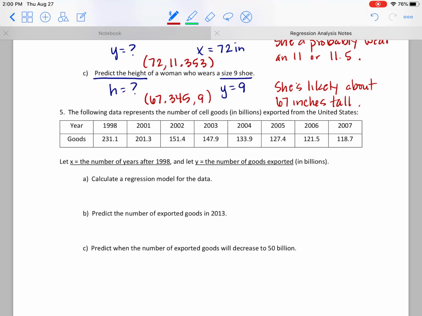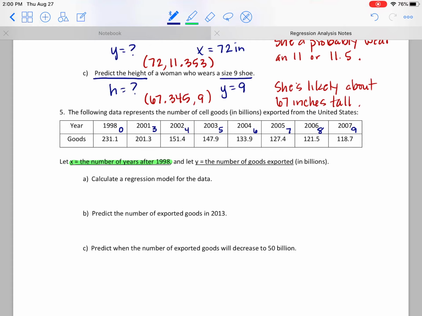The following data for this problem represents the number of goods in billions that are exported from the United States. Now, if you notice, the years are given as years, and then in the little sentence below the table it says, let x be the number of years after 1998. That means we don't actually want to type those years in as x values. The x values we type in should be how many years after 1998 we are. So 1998 would be 0 years after, then 3 years later, 4 years later, 5 years later, 6, 7, 8, and then 9 years later.